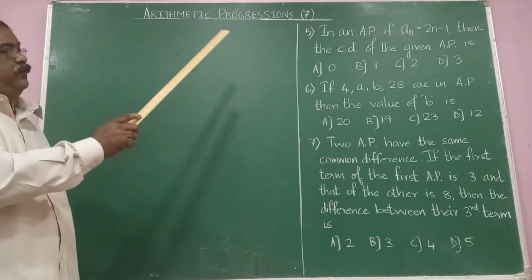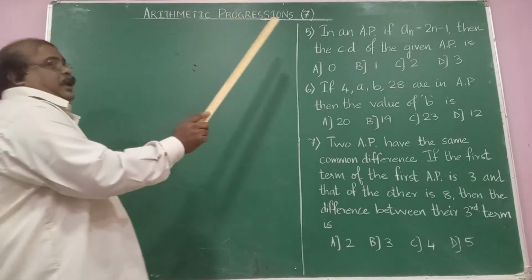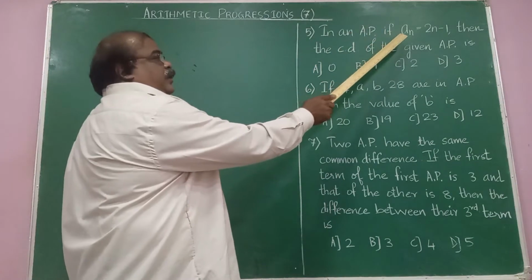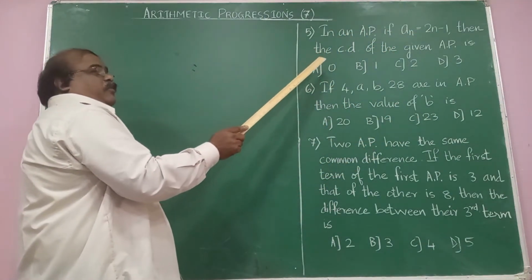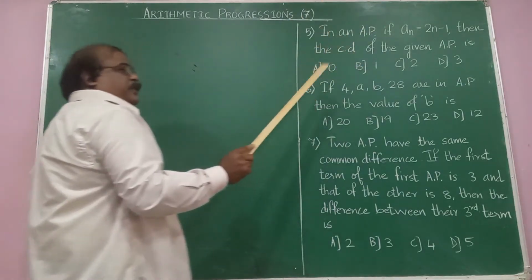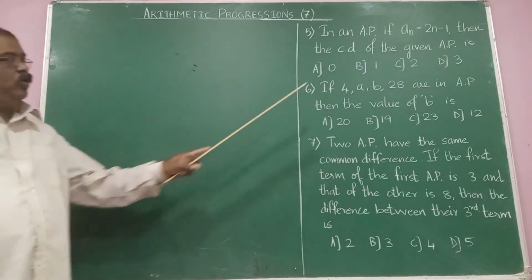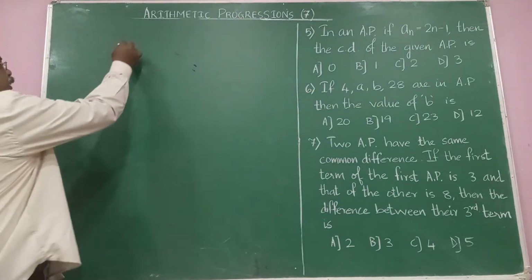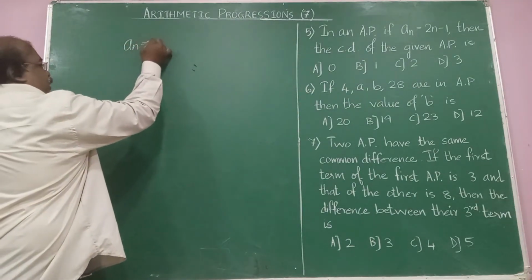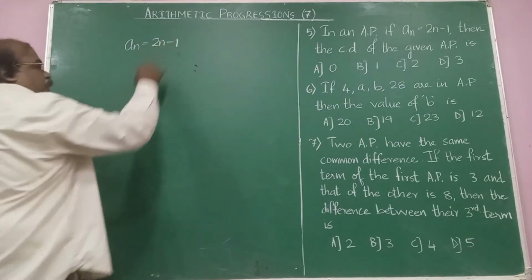We go to the fifth sum. In an arithmetic progression, if an is equal to 2n minus 1, then the common difference of the given arithmetic progression is 0, 1, 2 or 3. What's given to me? An is equal to 2n minus 1.